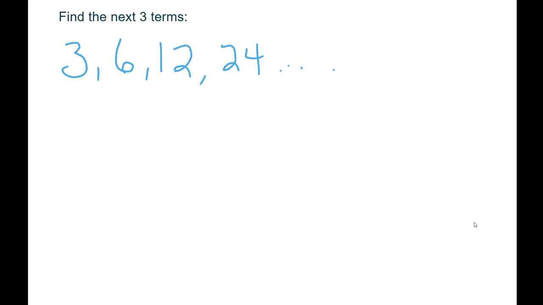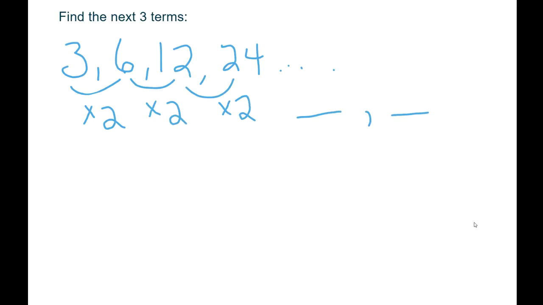So I can see here that the pattern is times by 2, times by 2, times by 2. So all I need to list is the next three numbers. 24 times 2 would be 48. 48 times 2 would be 96. And 96 times 2 would be 192, I believe. Yes.